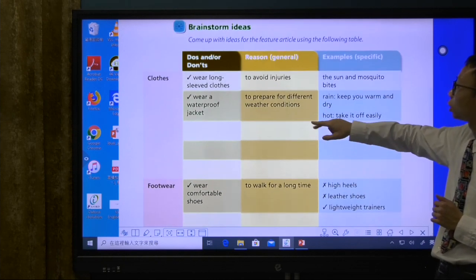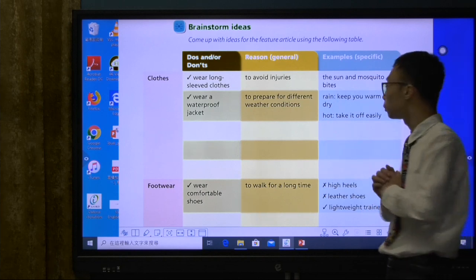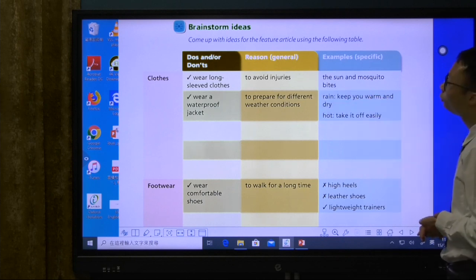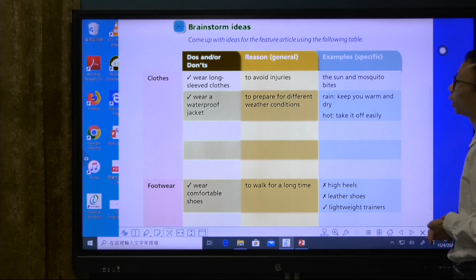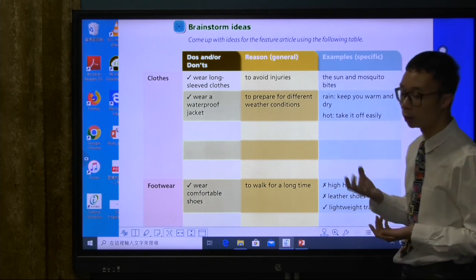So now let's brainstorm some ideas here and continue working on this. For the clothes, the do's and don'ts: what are some of the things you want to remind your fellow schoolmates to wear?